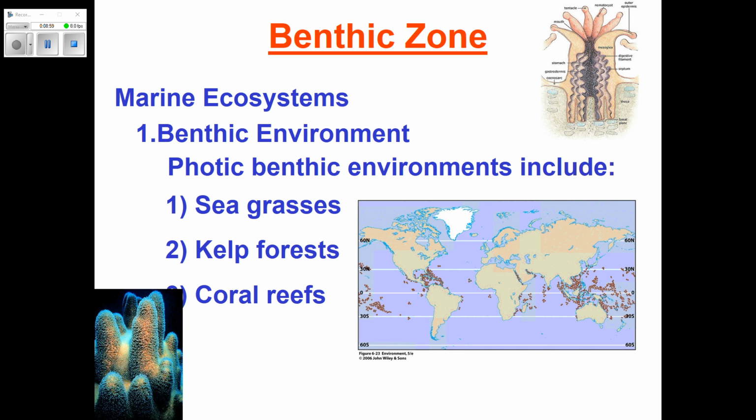And then our last of our benthic environment that are significant are coral reefs. Coral reefs are made of calcium carbonate. If you look at the map, they're mostly around the tropics. They prefer warm, shallow water. You probably know that the Great Barrier Reef is a famous coral reef out here over the northwest side of Australia.